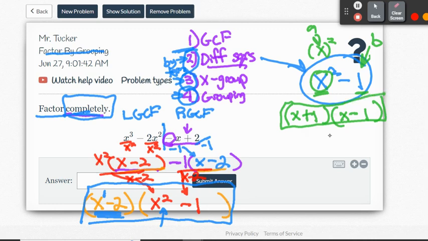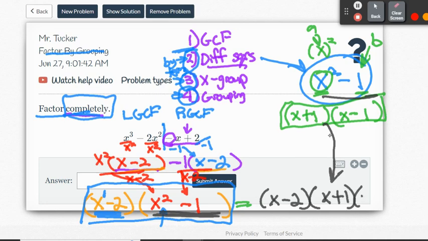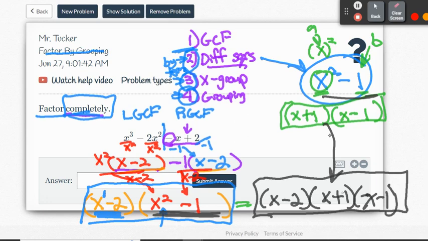So our factored form on the left needs to be rewritten completely, where this second set gets rewritten. Now that first x minus 2 stays the same. And then these 2 terms go next to it in place of the x squared minus 1. So we write x plus 1, x minus 1. And those 3 linear factors leave it as fully factored, or factored completely.